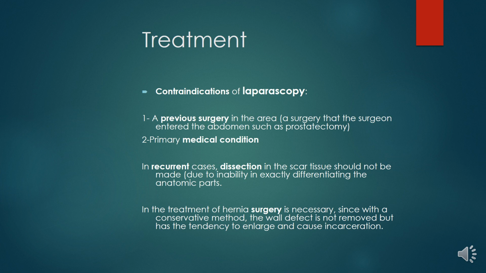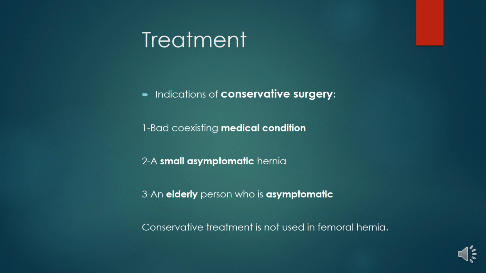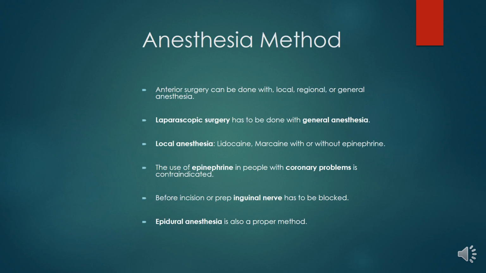Contraindications of laparoscopy include previous surgery and recurrent cases with difficult dissection. Surgery for hernia treatment is necessary, and the conservative method is not used. If there is a bad coexisting medical condition, then the patient could be managed conservatively. Local, regional, or general anesthesia can be used. Epidural anesthesia is also used; it's a proper method.